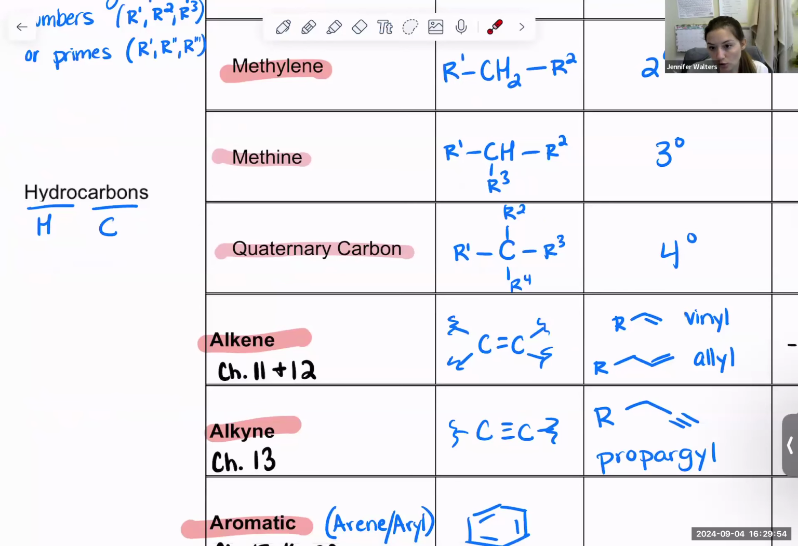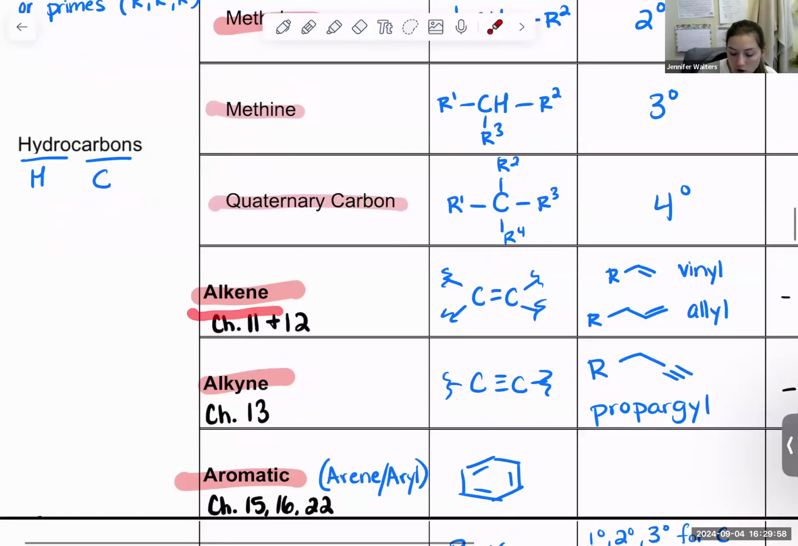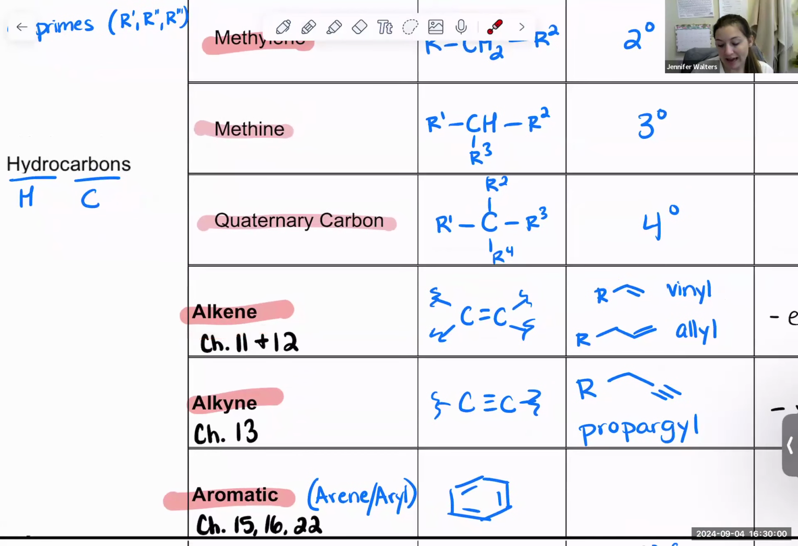Our first actual functional group is going to be our alkene. This is our carbon-carbon double bond. We have classifications within our double bond where if you are directly attached to the double bond, then it is a vinyl group or vinylic. If you are one away from the double bond, then you are an allyl group or allylic. Our alkynes are carbon-carbon triple bonds. And if you are one away from the triple bond, then you are a propargyl group or propargylic.